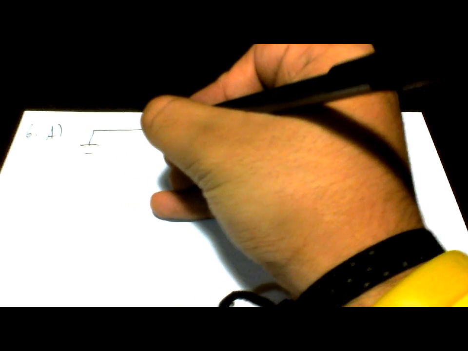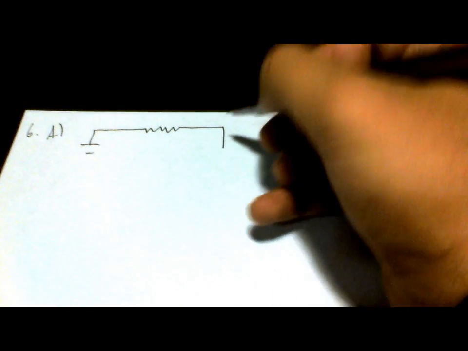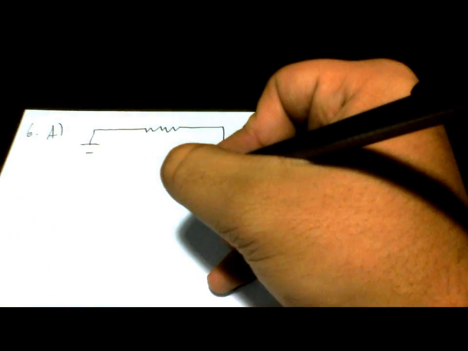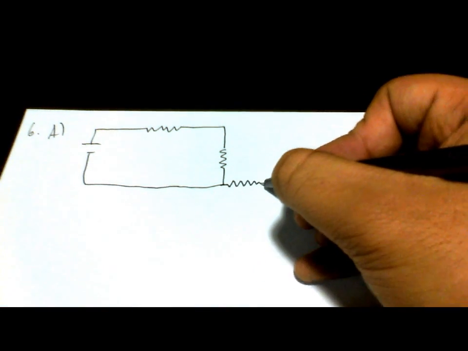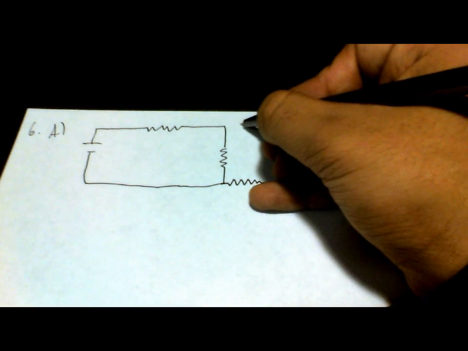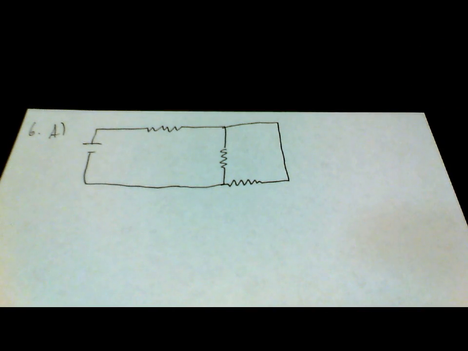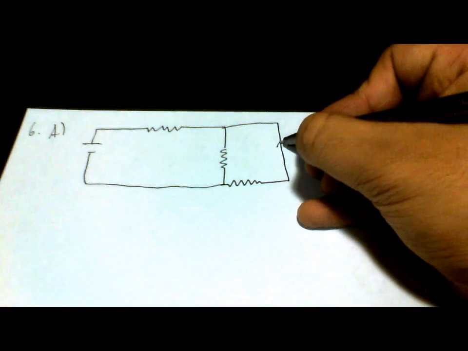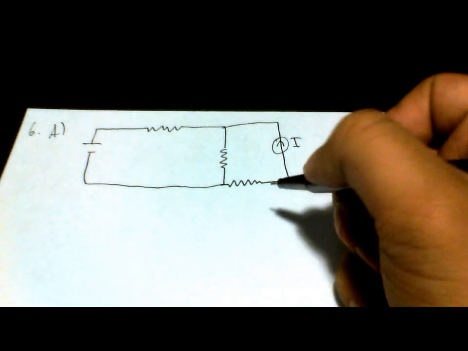Alright, so this is Math 152, assignment A, question 6, the last question in this assignment. So we're given a resistor network, which looks like this. That's what it looks like. And we're told that there's current of I here.